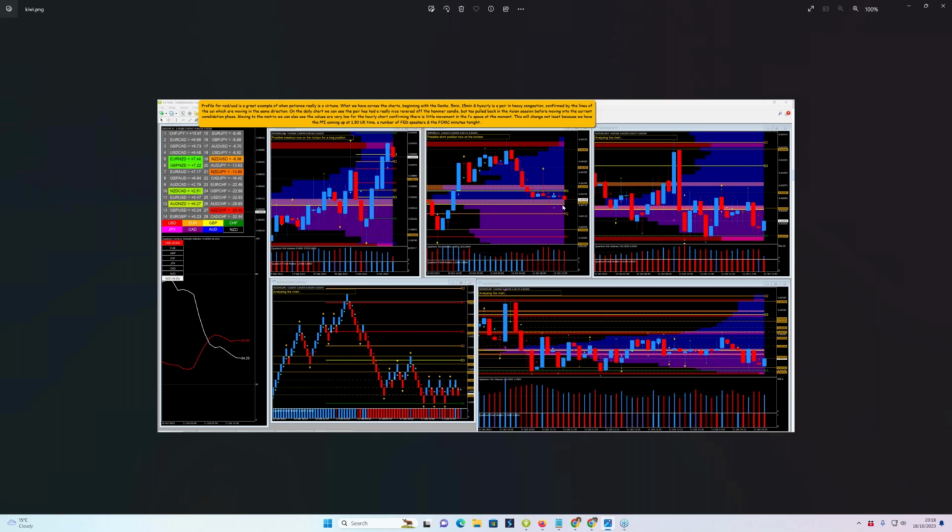Now, that could be a piece of news. It could be the Fed. It could be any number of factors that are relevant to the New Zealand dollar. What makes it even more clear that this isn't going anywhere is when we look at the 15-minute chart, it's also at the volume point of control.